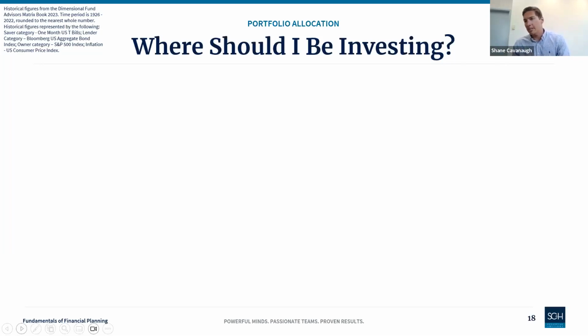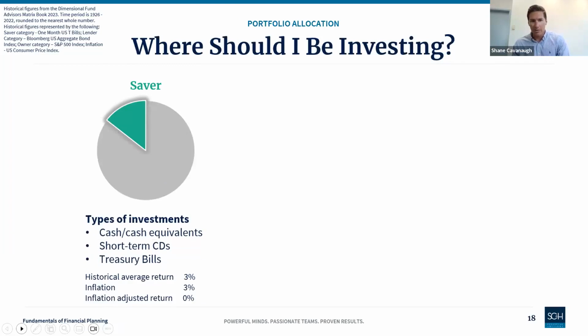So instead of breaking it down stocks versus bonds versus CDs versus all these other things, we can really break it down into kind of three simple categories, right?